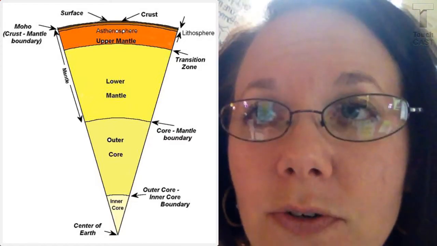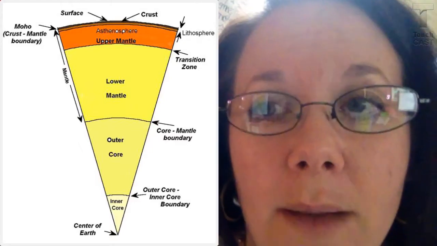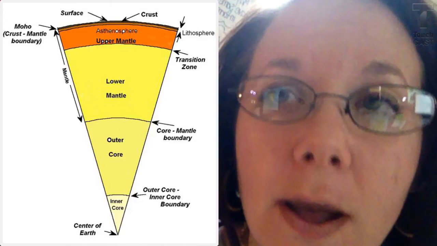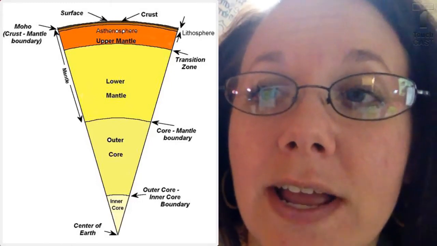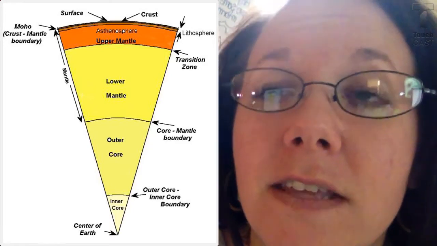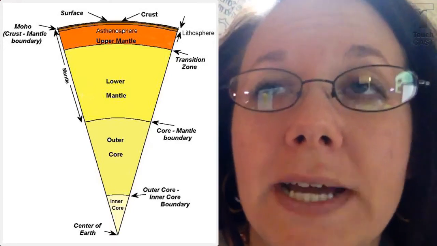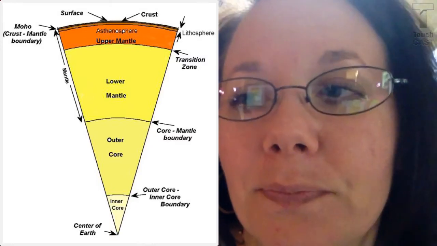And the third characteristic is density. That determines which layer is on top of which layer. The crust is much less dense, so it's on top of the mantle. The mantle is less dense than the outer core, and the outer core is less dense than the inner core. So our interior is ordered by temperature, pressure, and density.